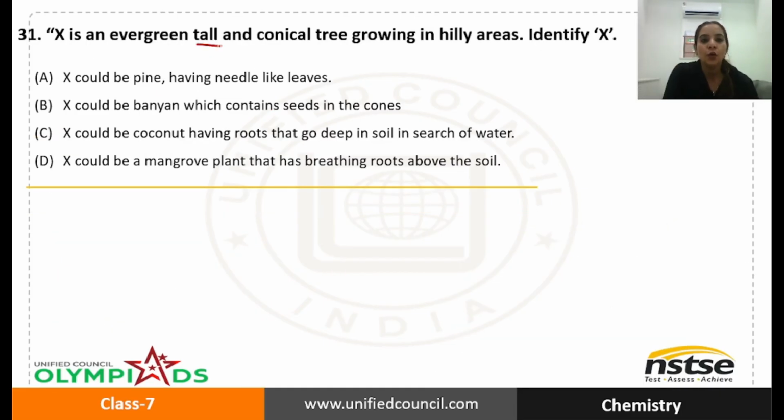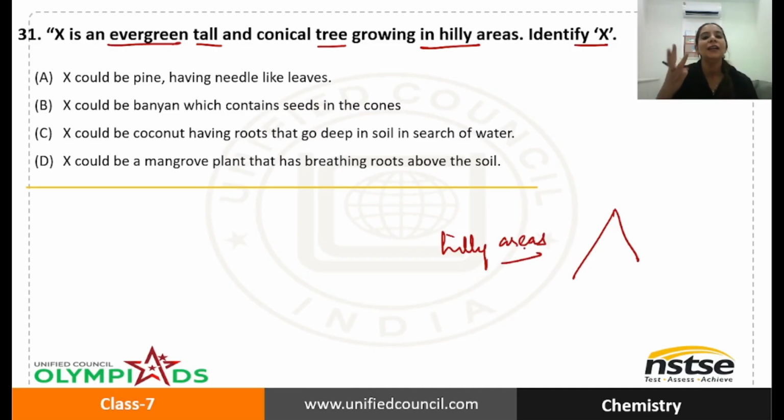X is an evergreen, tall, conical tree growing in hilly areas. Identify X. This question says that we have a tree which is evergreen. Evergreen means it remains green. Conical means it has a cone-like shape. It grows in hilly areas. So you have many clues: evergreen, conical, and growing in hilly areas. We need to identify that. X could be pine having needle-like leaves. X could be banyan which contains seeds in the cones. X could be coconut having roots that go deep in soil in search of water.